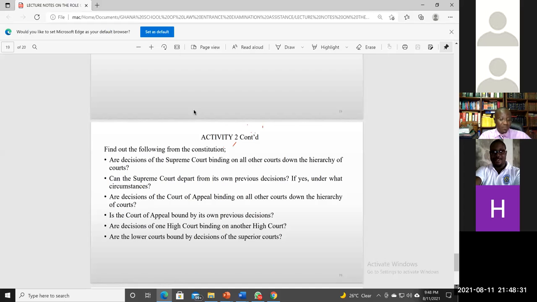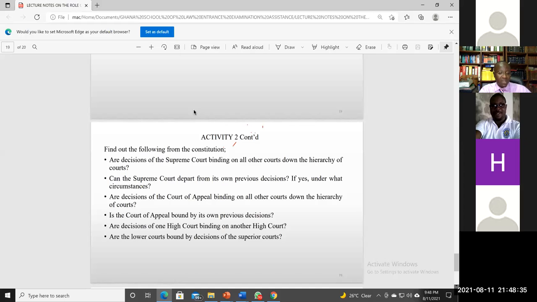Then, are decisions of one high court binding on another high court? Yes, if a high court has decided a matter, it doesn't matter, because we have only one high court. So there's nothing like this high court is the same as mine, but that matter is not binding on me. It's binding, except where you can use the principles of distinguishing to show that it's not applicable, otherwise it's binding.